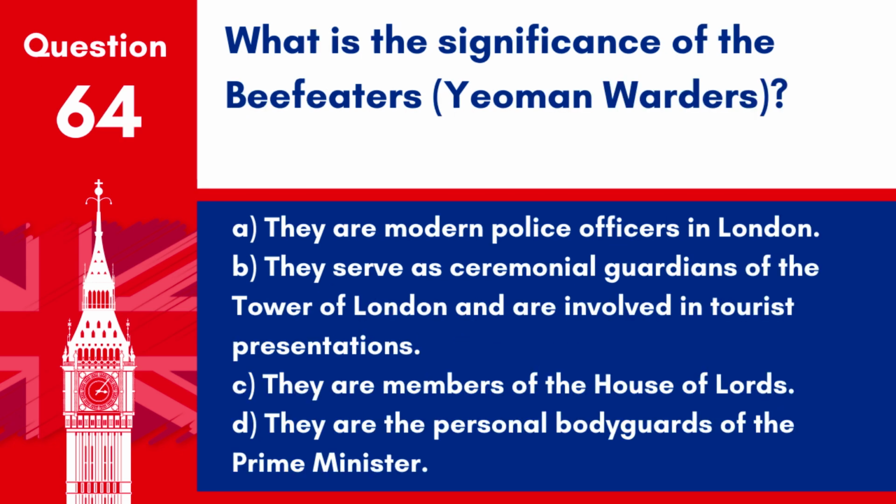Question 64. What is the significance of the Beefeaters, human warders? A. They are modern police officers in London. B. They serve as ceremonial guardians of the Tower of London and are involved in tourist presentations. C. They are members of the House of Lords. D. They are the personal bodyguards of the Prime Minister.